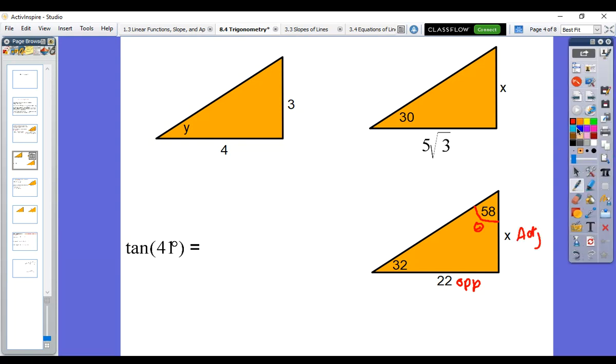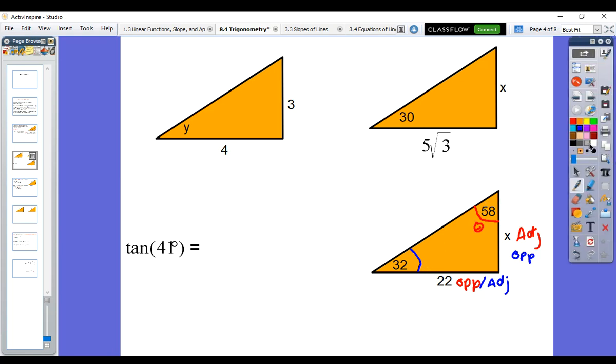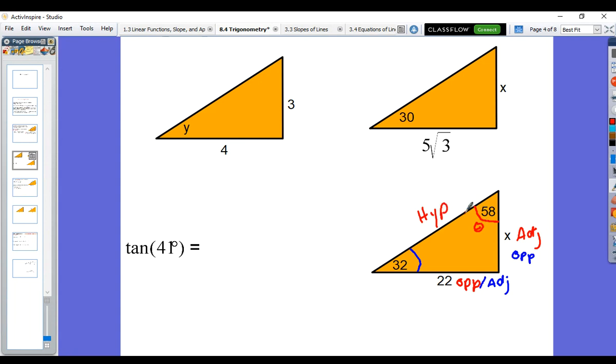Side note real quick, if this was our theta, if this was the angle we're using, this would be considered the opposite, and this would be considered the adjacent. So always remember, adjacent and opposite switch depending on which angle you are using. Hypotenuse stays as hypotenuse regardless. But we're using this 58, so we're going to set it up as tangent of 58 equals our opposite side, 22, over our adjacent side, x.